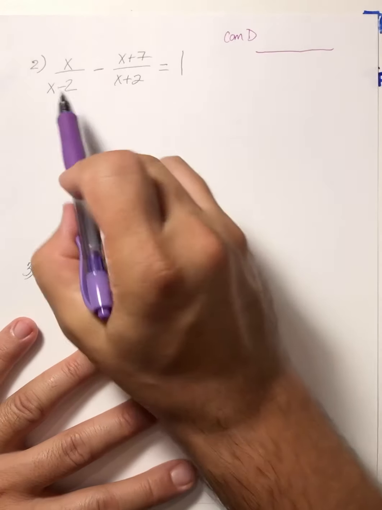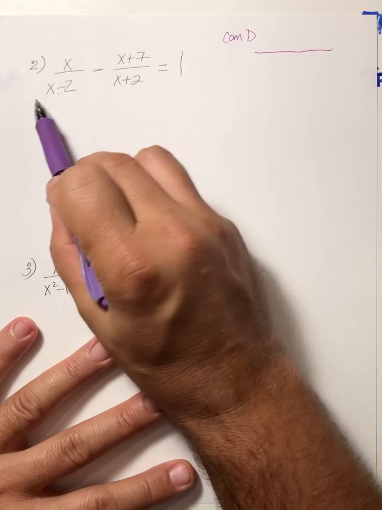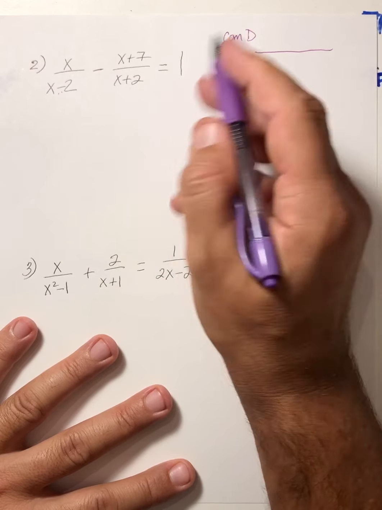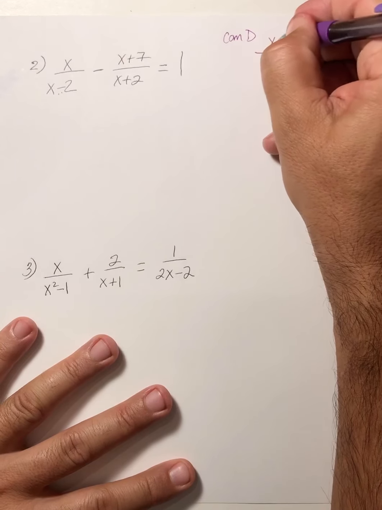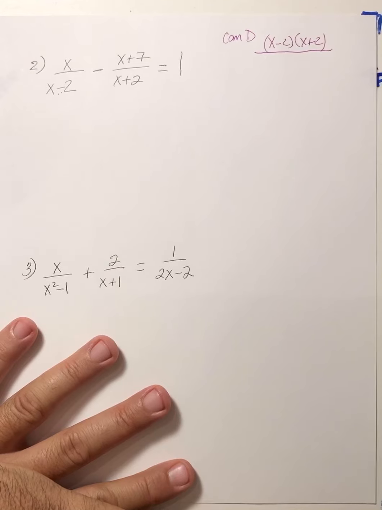Okay, so this has an x minus 2. This has an x plus 2. That's right, your common denominator is just their product. 1, there's no denominators to look at. So there's our common denominator, x minus 2, x plus 2.